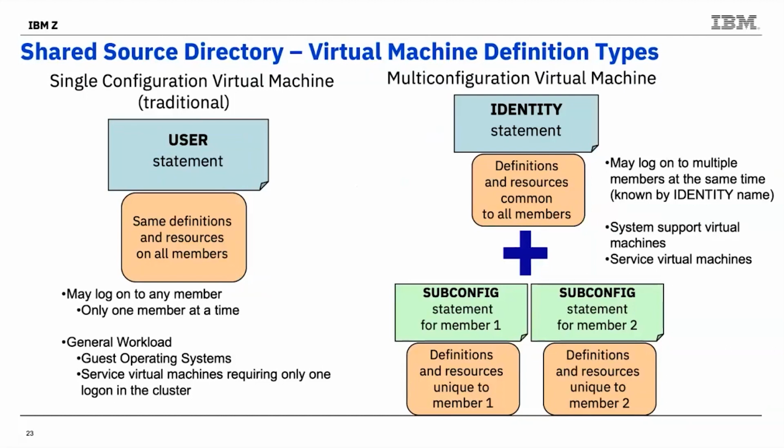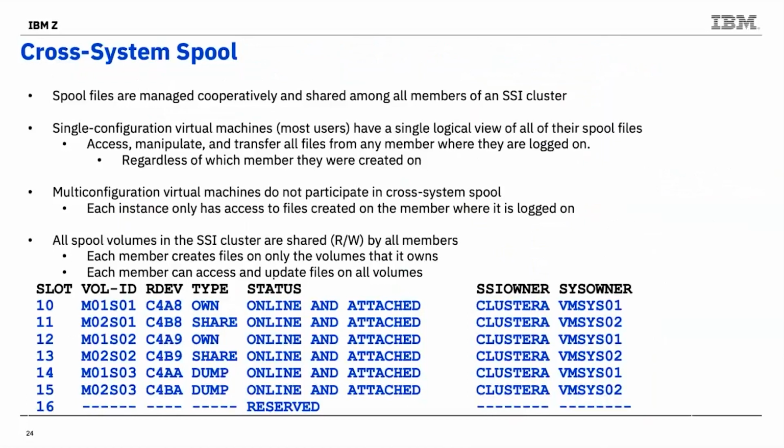And so this allows maint to perform various tasks on a member without needing to log off of one machine and then log on to another. It's also used for certain service virtual machines and servers that need to be running on each member of the cluster. A good example of that would be TCP/IP. You do need to have an instance running on each member, and so TCP/IP is configured as an identity user as well. All right, so let's talk about spool now.